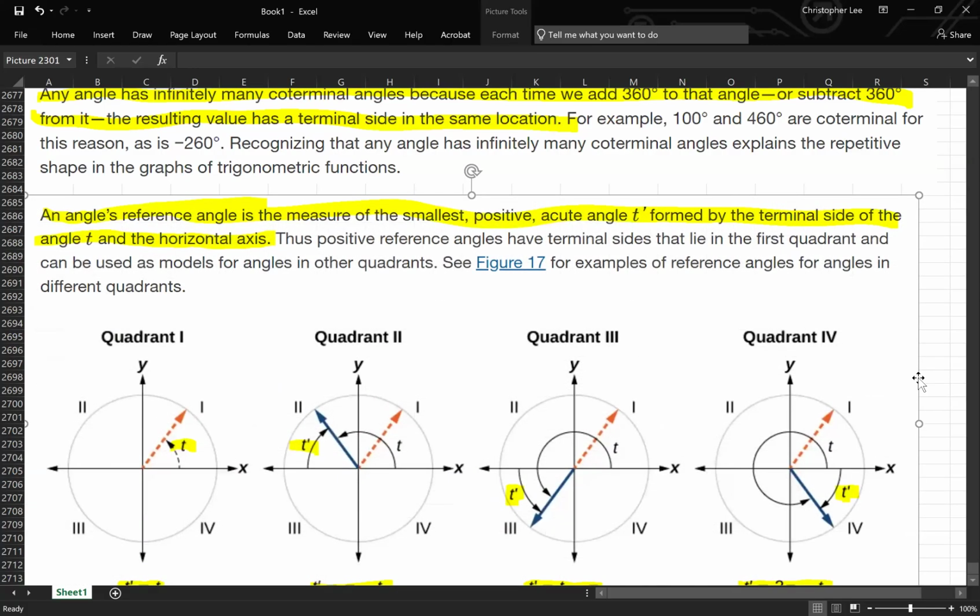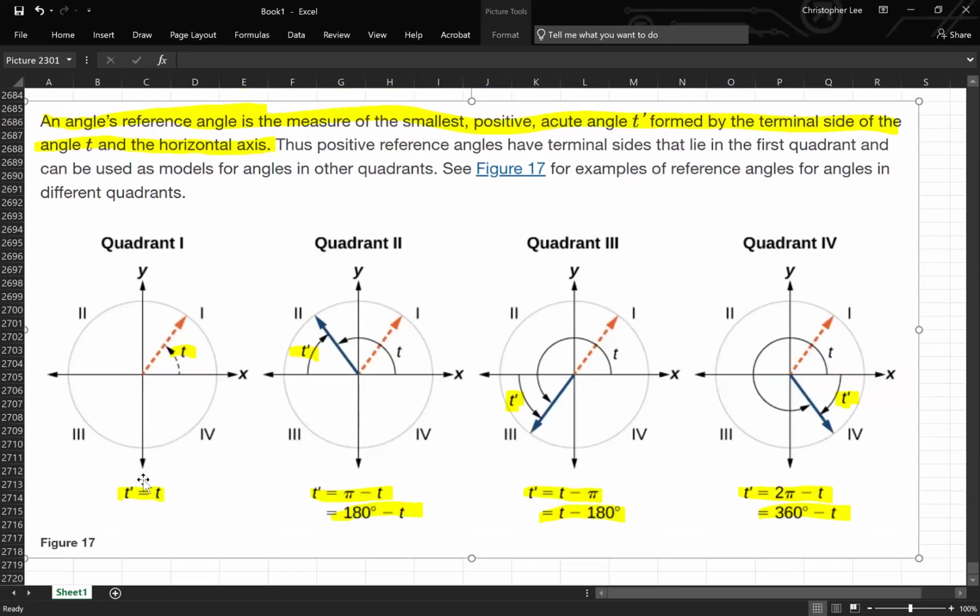So any angle's reference angle is a measure of the smallest positive acute angle T prime, formed by the terminal side of the angle T and the horizontal axis. Thus, positive reference angles have terminal sides that lie in the first quadrant and can be used as models for angles in other quadrants. So let's look at this figure. We have quadrant 1, where T prime is equal to T right here.